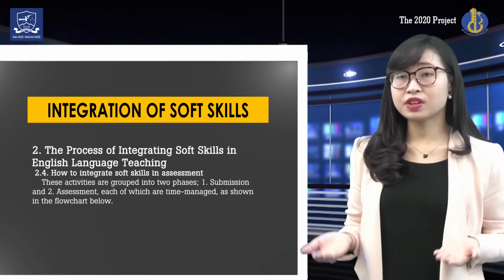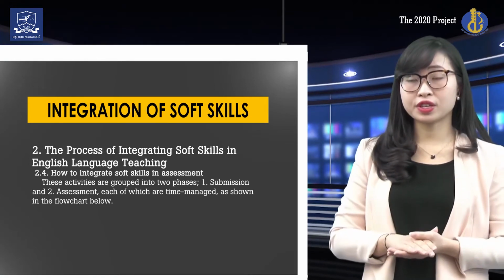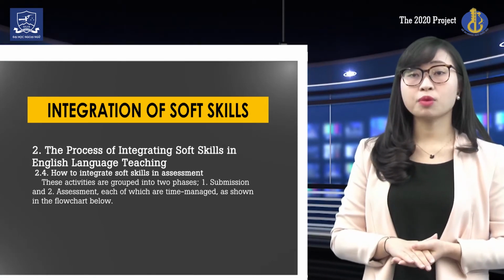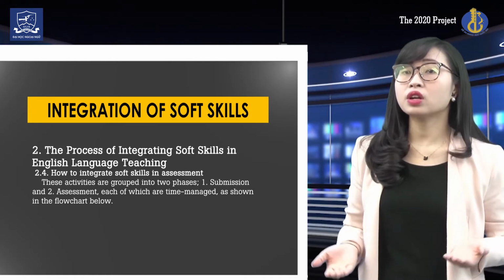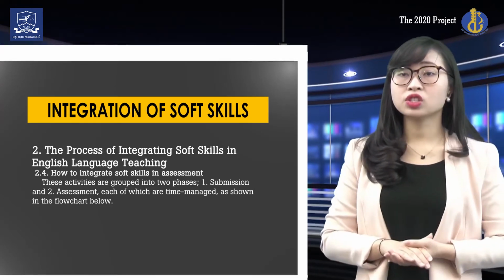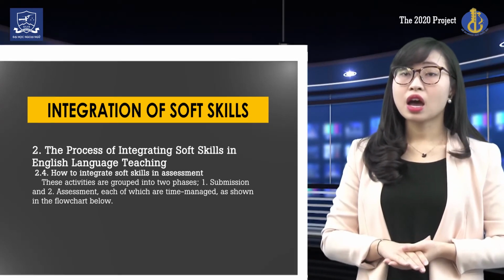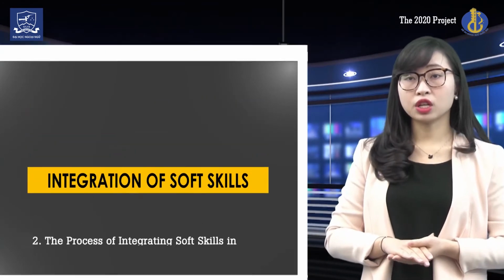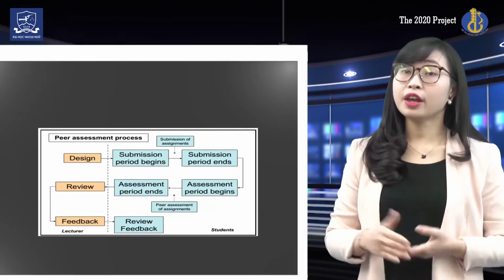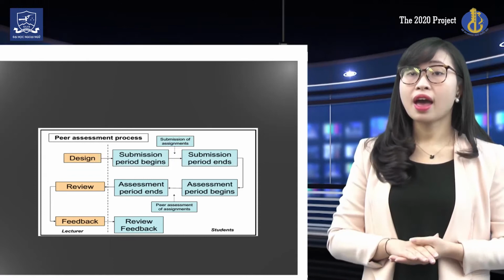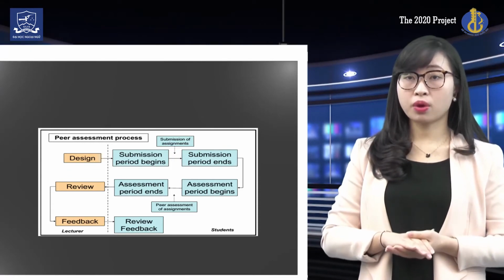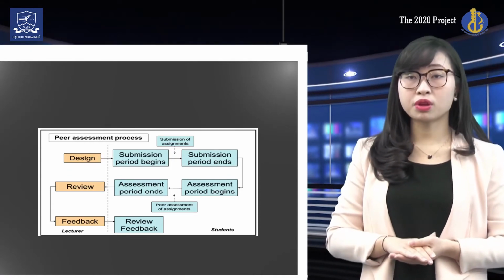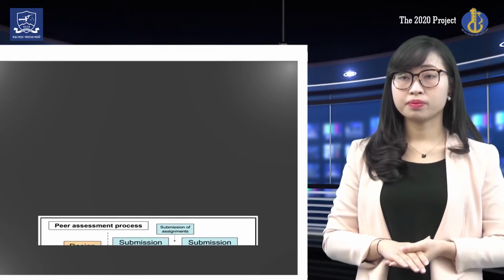You know, these activities are grouped into two phases. The first one, submission, and the second one, assessment, each of which are time-managed, as shown in the flow chart below. Now, please have a closer look at the flow chart on the screen to understand the peer assessment process more.